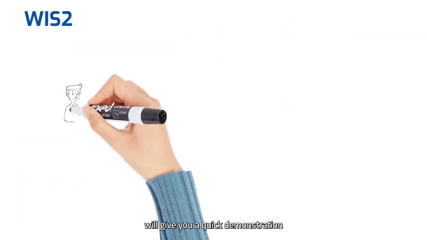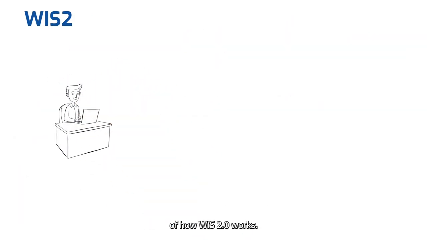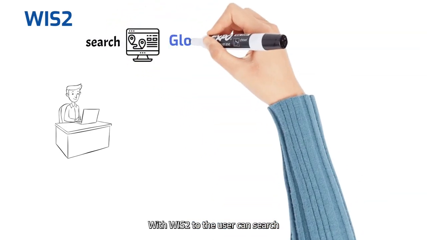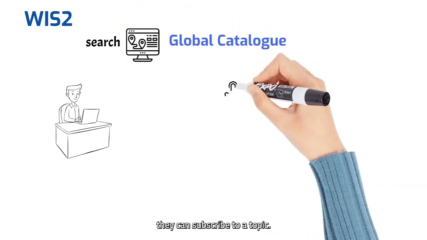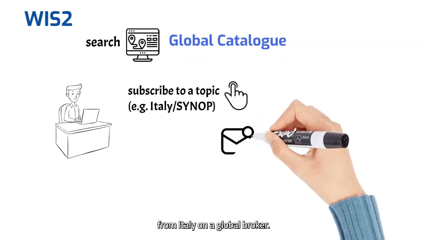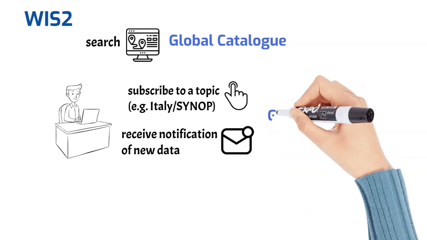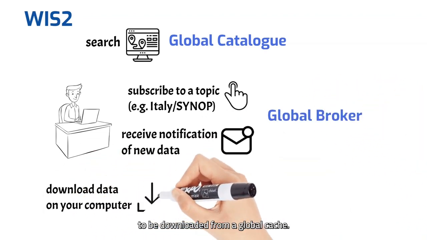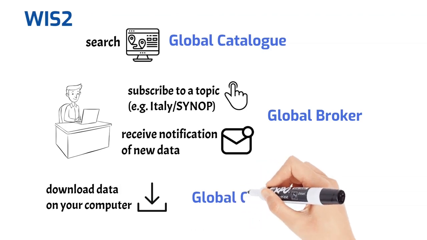This video will give you a quick demonstration of how WIS 2.0 works. With WIS 2, a user can search a global catalog. They can subscribe to a topic, for example, all synoptic observations from Italy, on a global broker. They can also receive notifications when new data are available to be downloaded from a global cache.